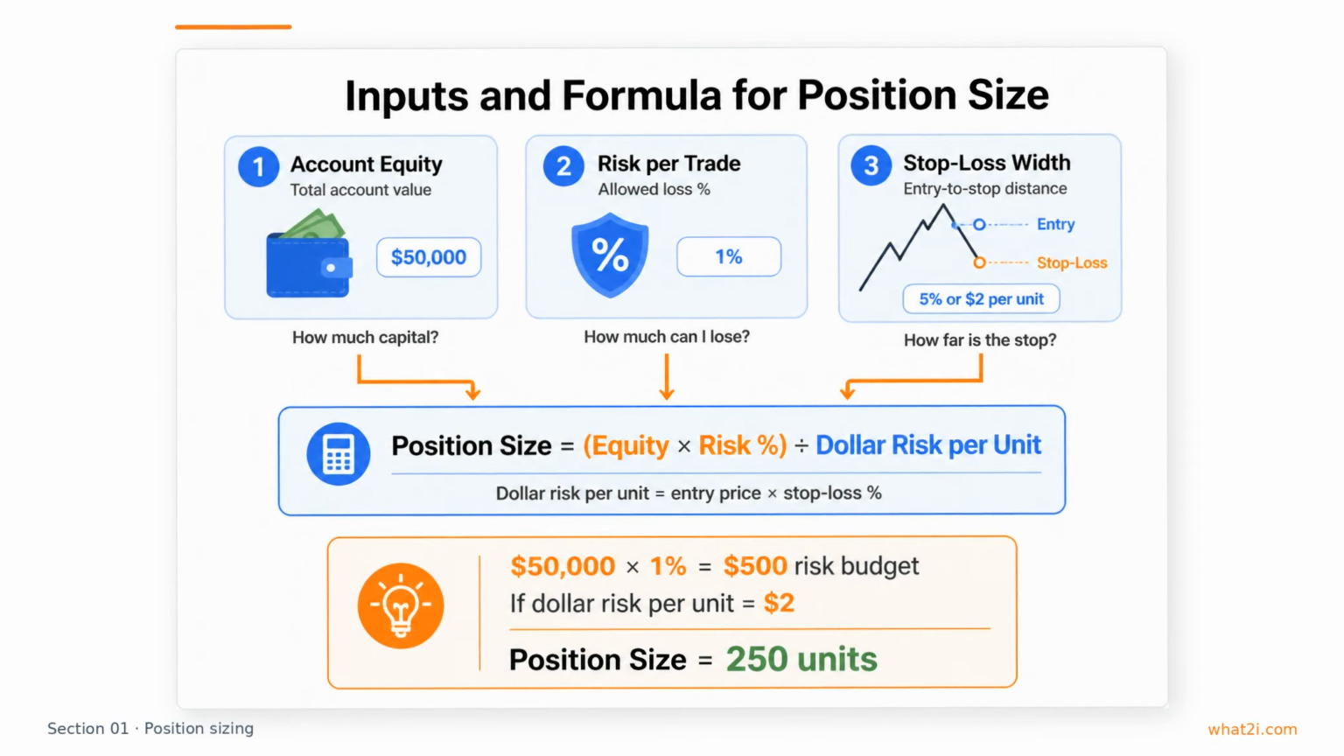Position size equals account equity times risk percentage divided by the dollar risk per unit. In plain language, you first decide how much you can afford to lose, then divide that loss budget by how much each share or unit could lose.